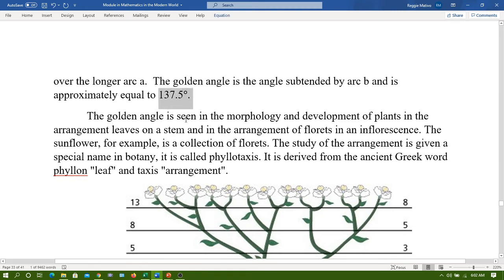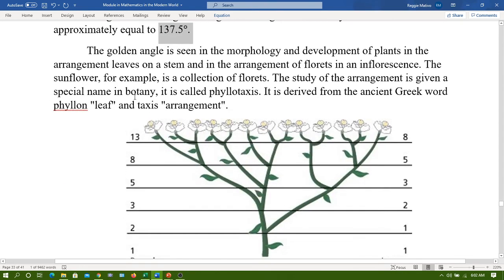The golden angle is seen in the morphology and development of plants, in the arrangement of leaves on a stem, and in the arrangement of florets in an inflorescence. The sunflower, for example, is a collection of florets. The study of the arrangement is given a special name in botany, and they call that phyllotaxis. It is derived from the ancient Greek word phyllion, which is leaf, and taxis, arrangement.